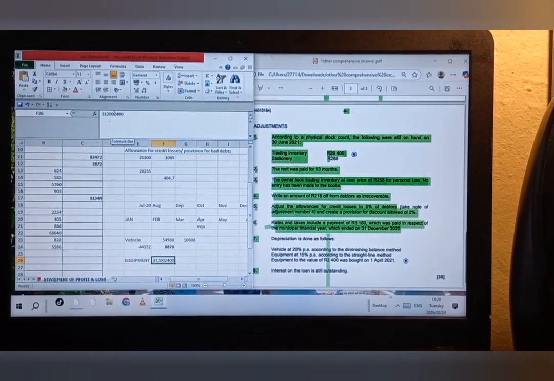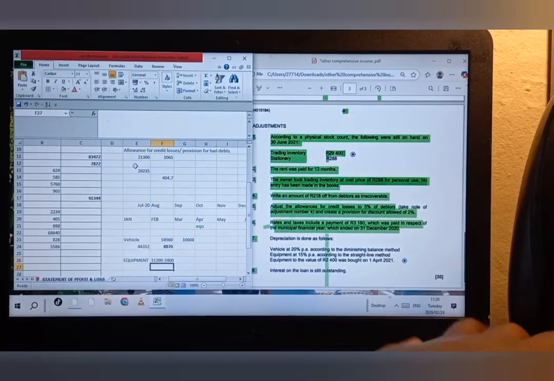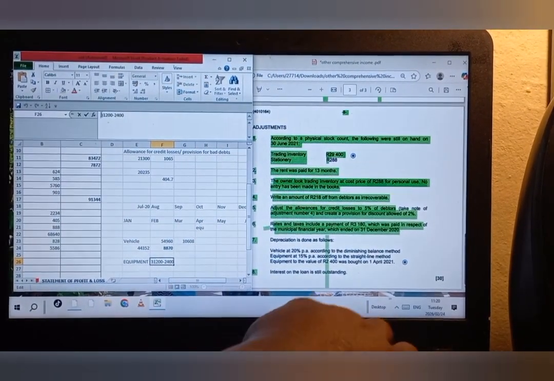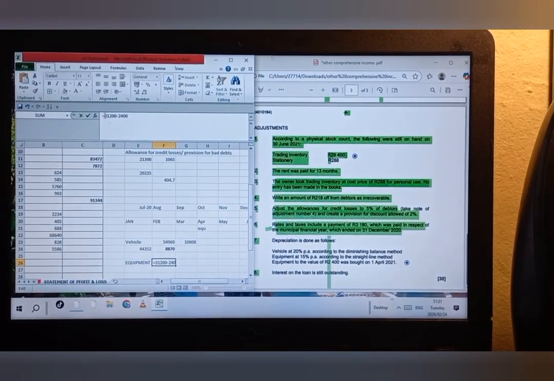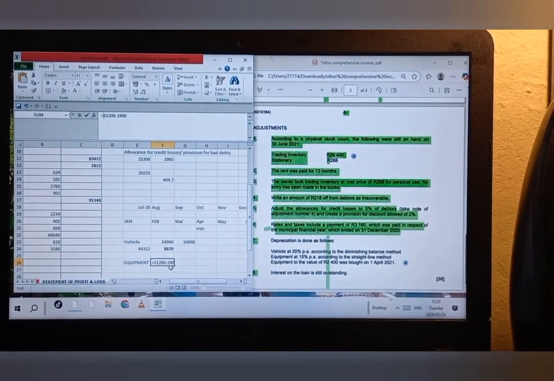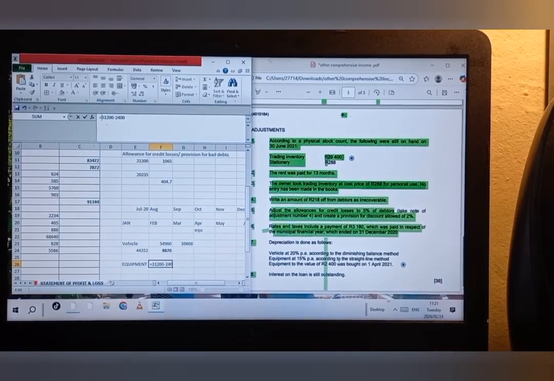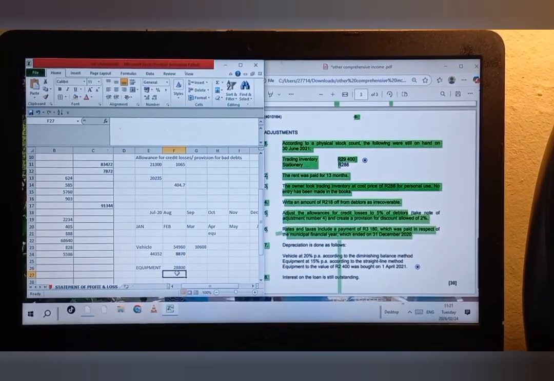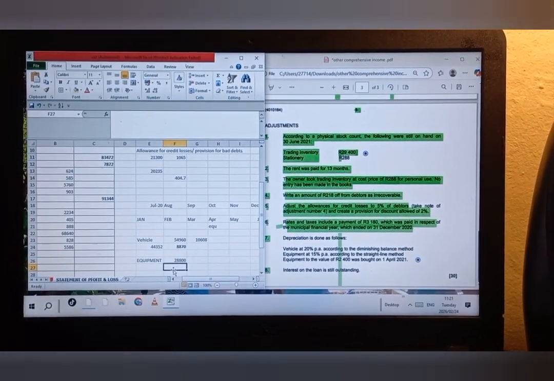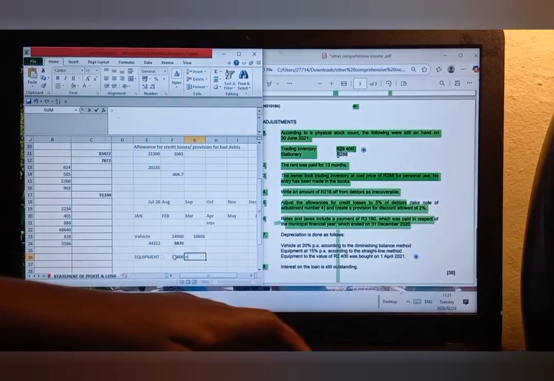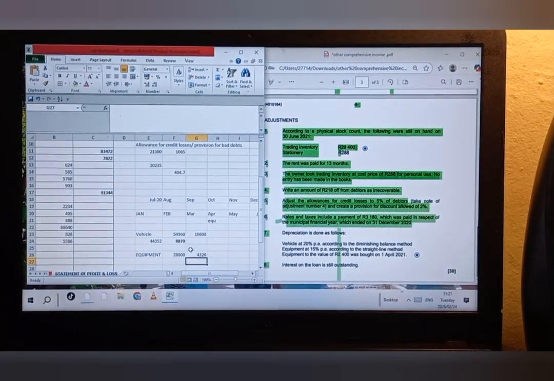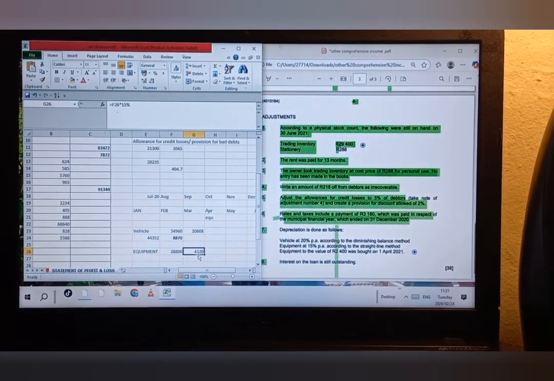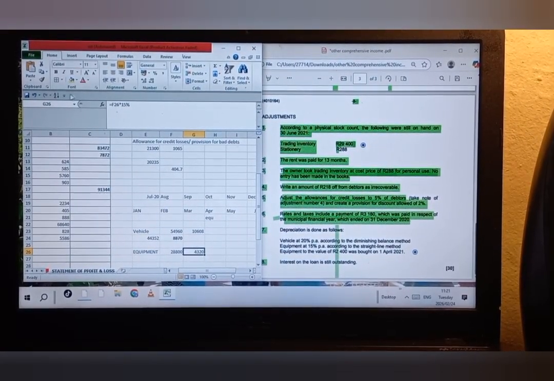We need to minus the equipment that was bought. So in the equipment cost, we need to minus the equipment that was purchased during the year, which is 2,400, and then we get 28,800. Our 28,800 times 15%, we get 4,320. This is our depreciation from the old equipment that we were using.